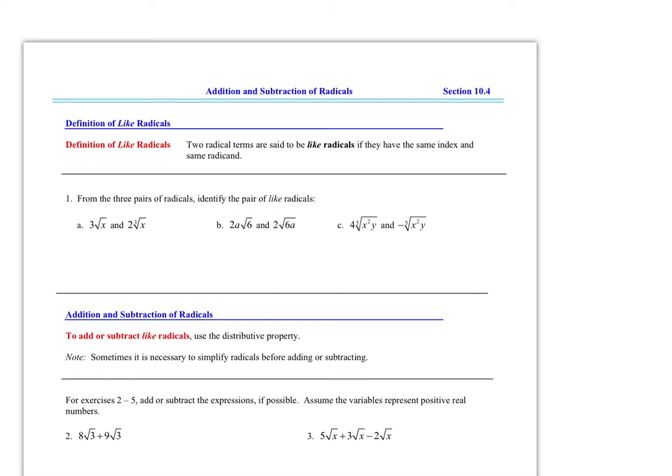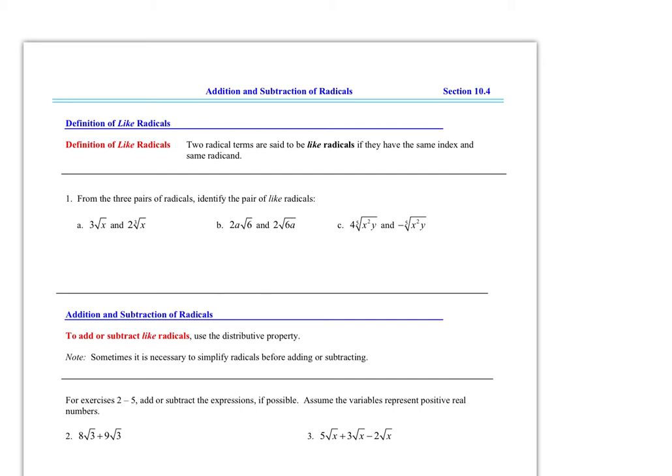In 10.4, we are adding and subtracting radicals. In order to do that, your radicals have to be like radicals. They have to be the same, sort of like a common denominator. Whenever you're adding or subtracting fractions, you have to have the same denominator, and once you do, you can add the numerators together. That's kind of the same thought behind it.